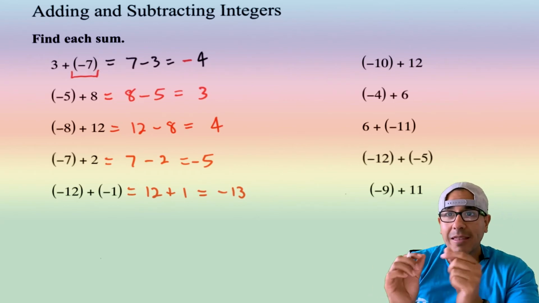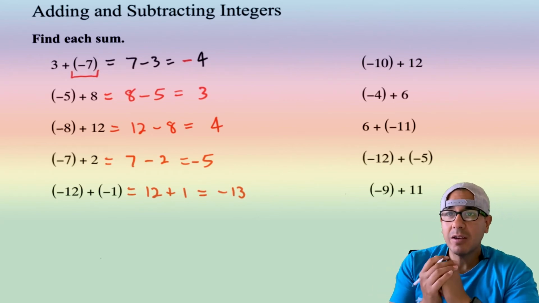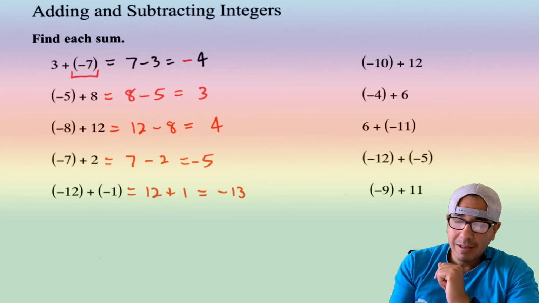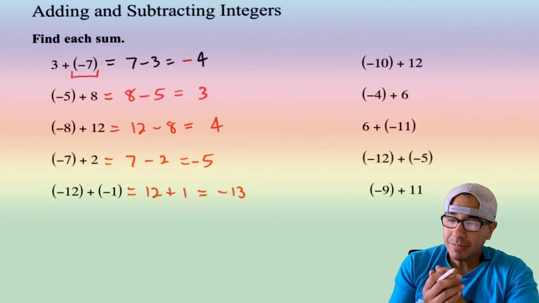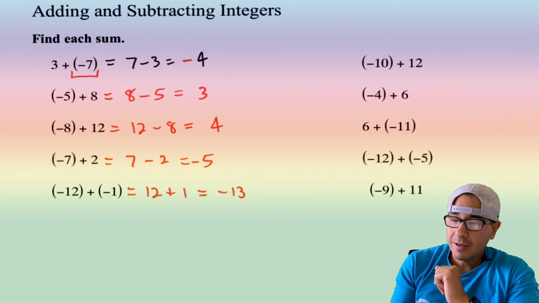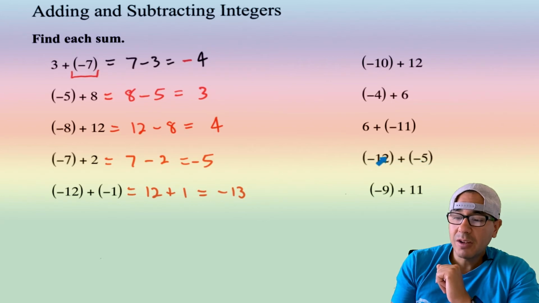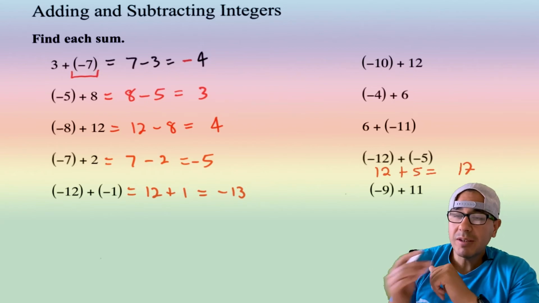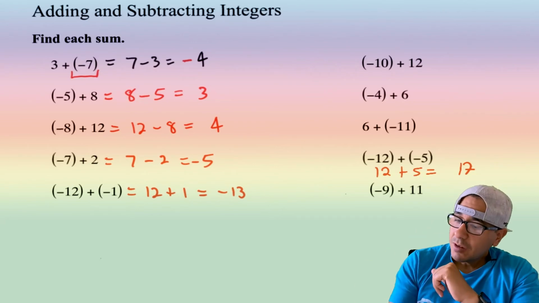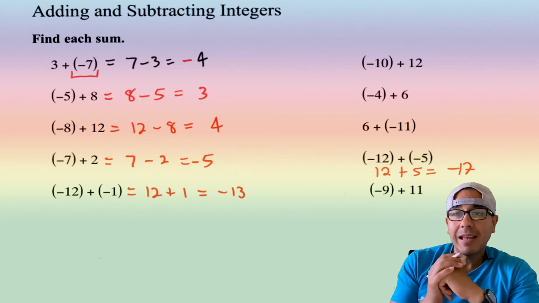All right, so you add the numbers, you keep the sign when you're adding two numbers that have the same sign. All right, let's find some more like this. So check this one out. -12 plus -5. They're both negative. So we go ahead and add those numbers, 12 plus 5, which gives us 17. But notice they were both negative, so they stay negative.